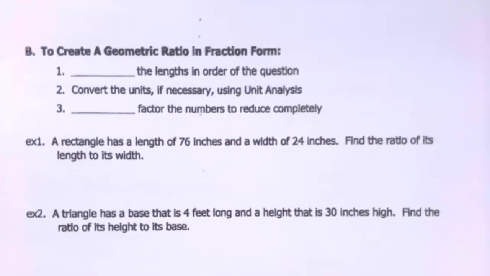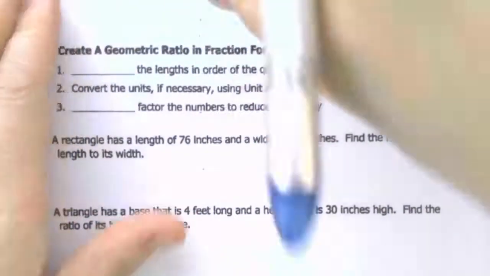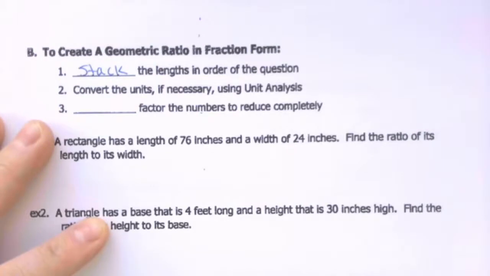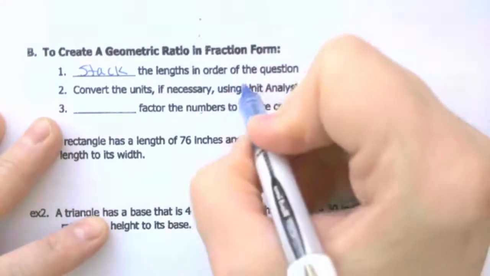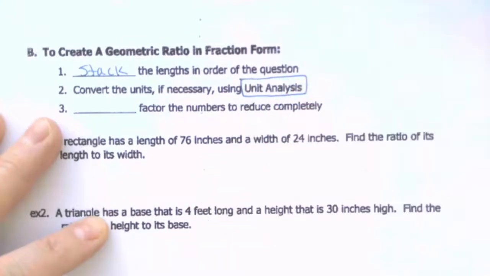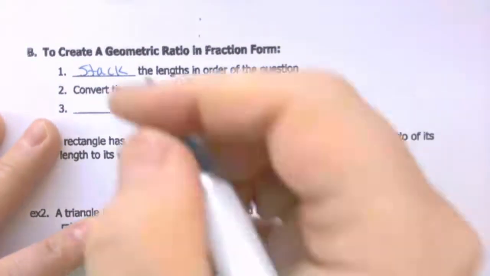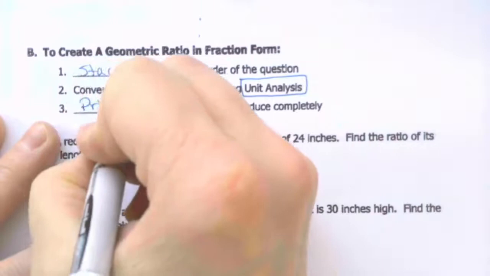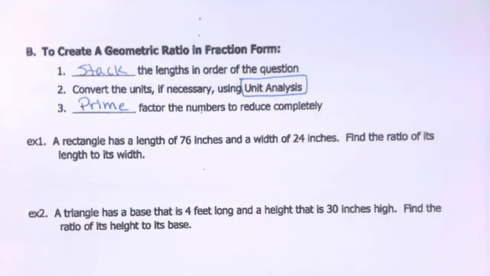All right, part B, to create a ratio in fraction form. Number 1, stack the lengths in the order of the question. Number 2, convert the units if necessary using unit analysis, which we just went over. Number 3, prime factor the numbers to reduce completely. All right, let's do an example of creating a geometric ratio.